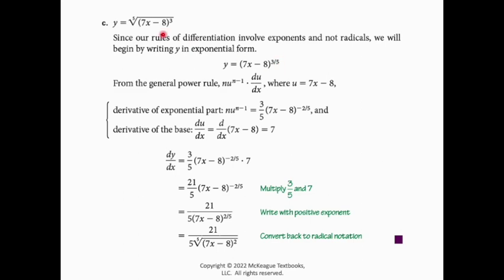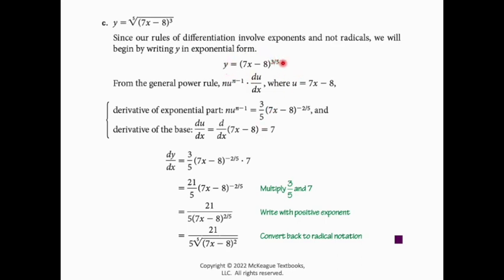That 5 is coming from the fifth root. We're raising 7x minus 8 to the third power. We're raising that to the 1/5 power because of the root. And then when you raise a power to a power, we know we can multiply the exponents, which gives us the 3/5. So now we have it set up so that I can use the generalized power rule.